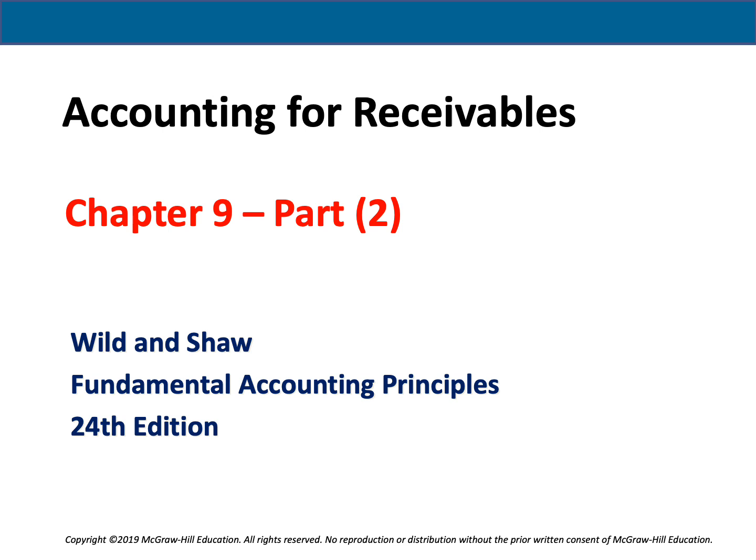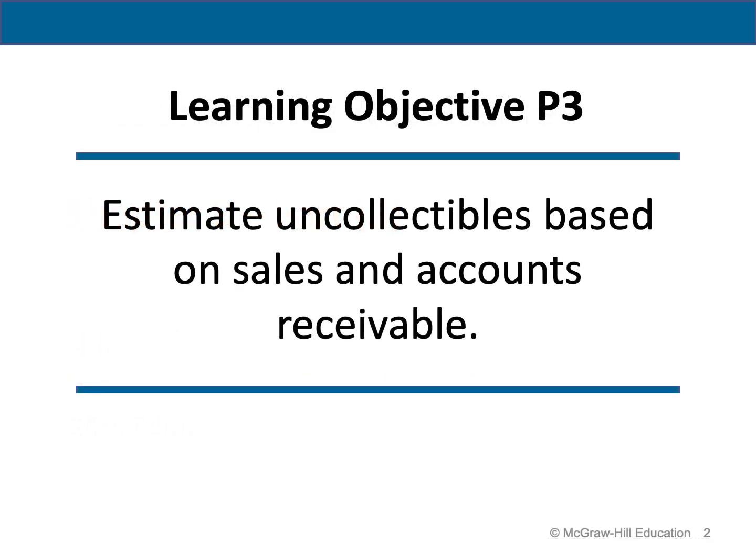In this video, I'm going to explain Chapter 9, Part 2. The chapter title is Accounting for Receivables. Please pay attention. The second learning objective in this chapter is to estimate the uncollectible based on sales and account receivables.